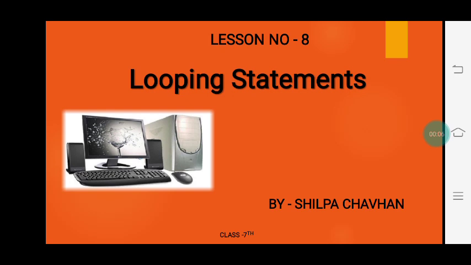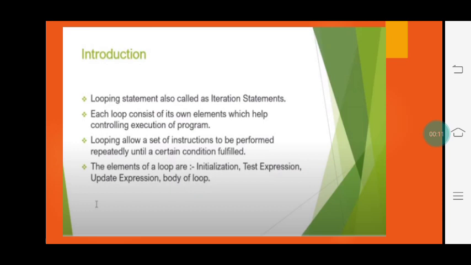Today we are going to start lesson number 8, looping statements. Now let us see the introduction. Looping statements are also called iteration statements. Each loop consists of its own elements which help control the execution of a program. Looping allows a set of instructions to be performed repeatedly until a certain condition is fulfilled. The elements of a loop are initialization, test expression, update expression, and body of loop.